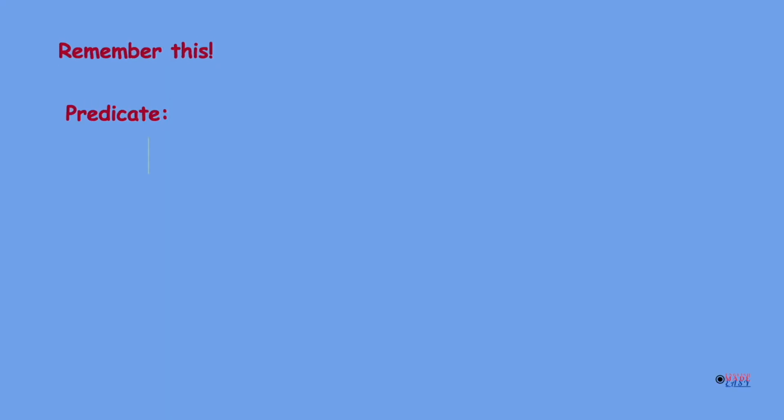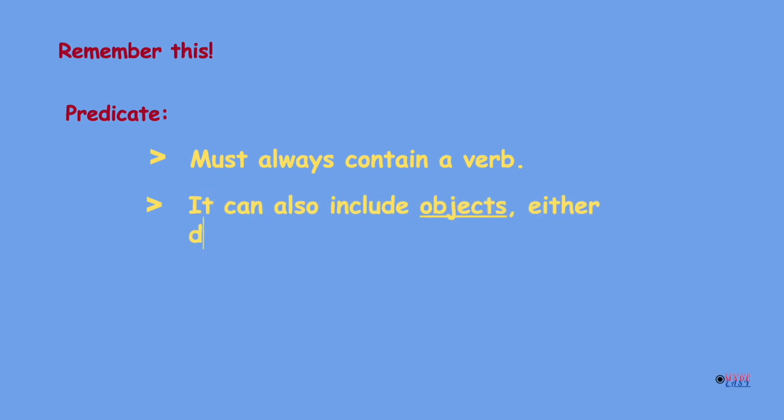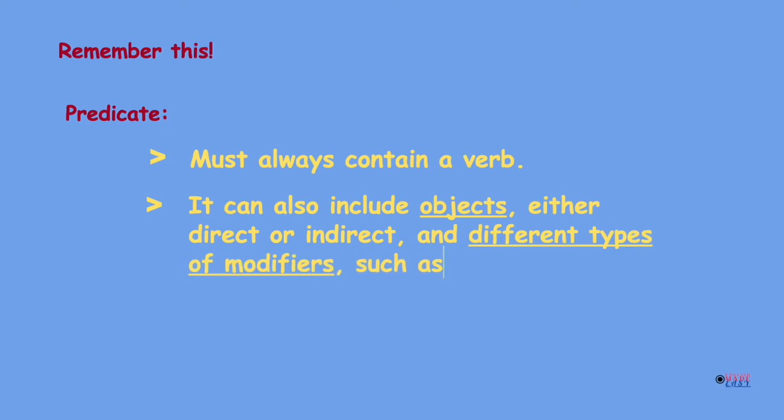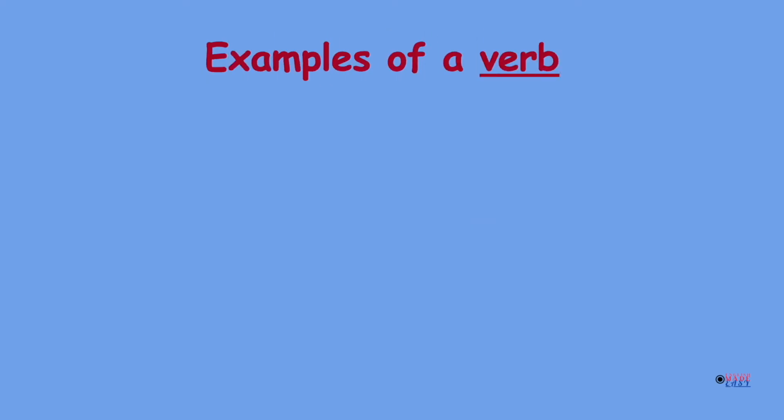And remember this, a predicate must always contain a verb, and it can also include objects which are either direct or indirect, and different types of modifiers such as adverbs, prepositional phrases, or objects. Do remember that the predicate always contains a verb.